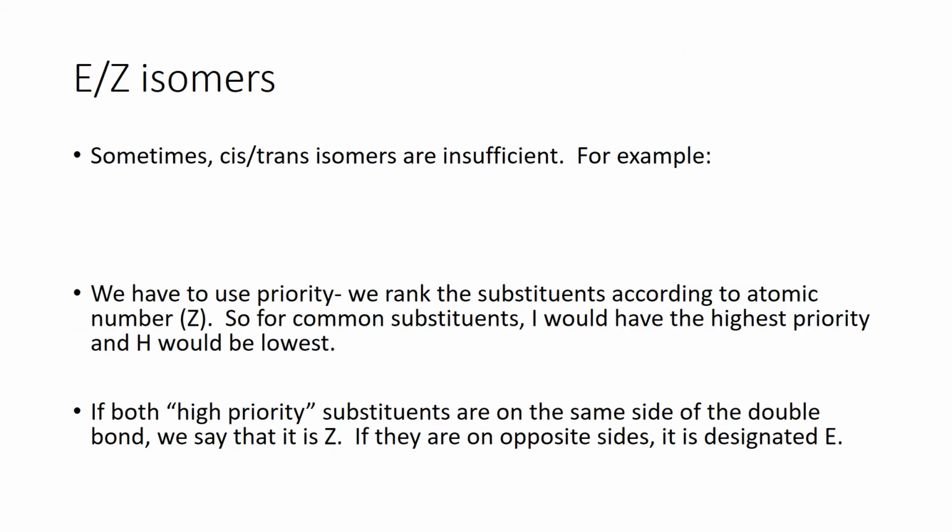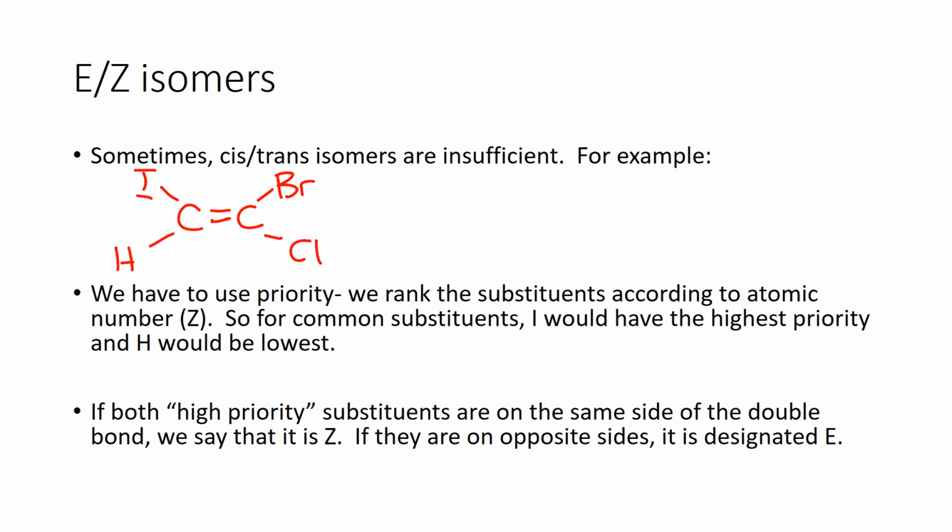Now, sometimes the designation of cis or trans isomer is insufficient. So let's look at an example where it would be insufficient. Now, in this molecule, I have 4 different groups around the double bond. So I really can't say, if I say cis, which 2 groups am I talking about that are on the same side of the double bond? Okay? So I'm going to use the system called the EZ system, and we're going to use priority. So we're going to prioritize all 4 of these substituents.